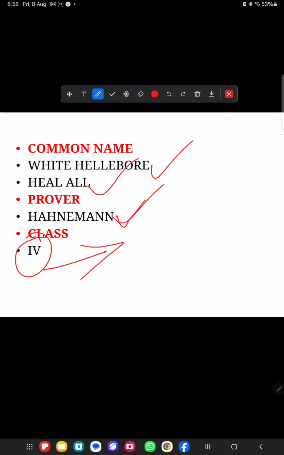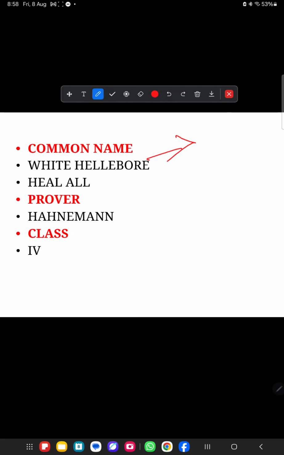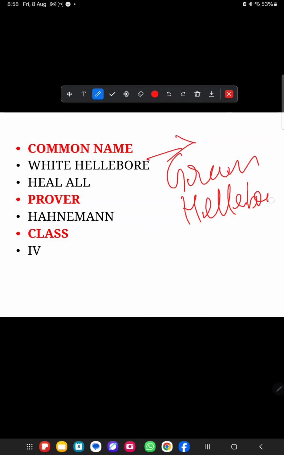And what is the other name of Veratrum? White hellebore. But this point I want to correlate with another medicine. If green hellebore is there, okay, which medicine is it? Can anyone tell? Which medicine is known as green hellebore? Veratrum viridi. Very good, Ina. That is Veratrum viridi. Very good.